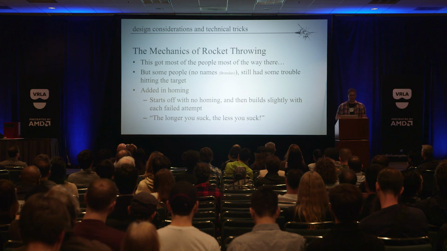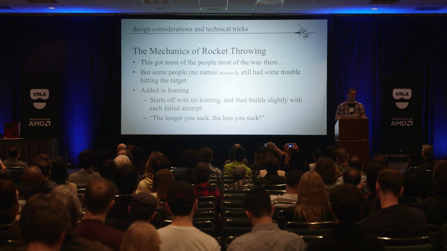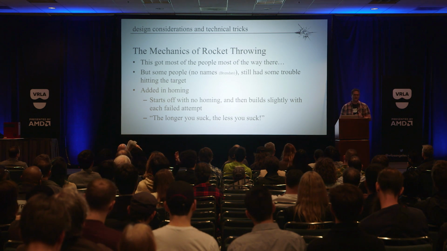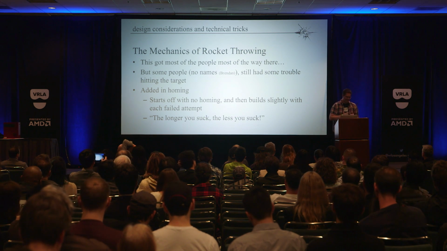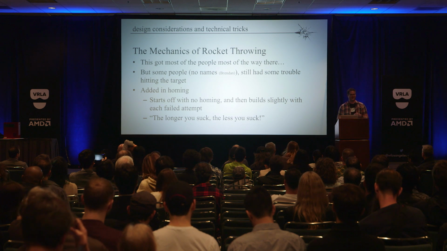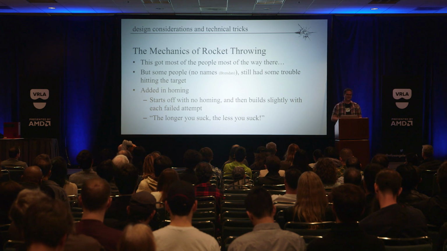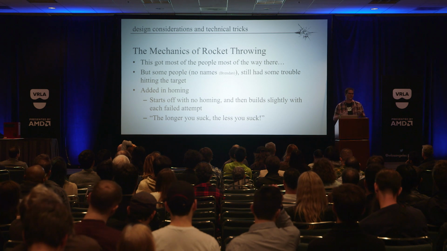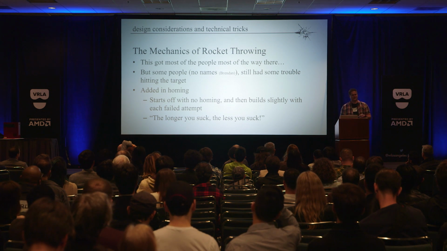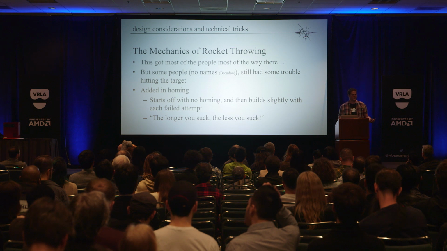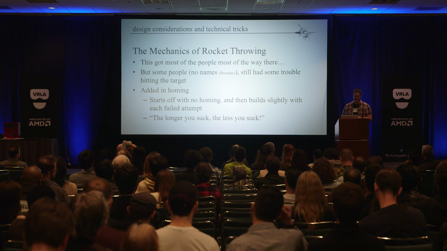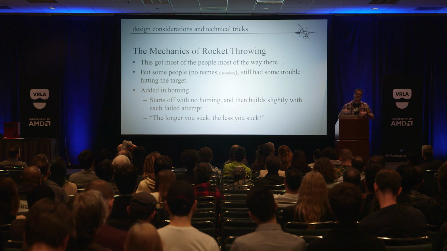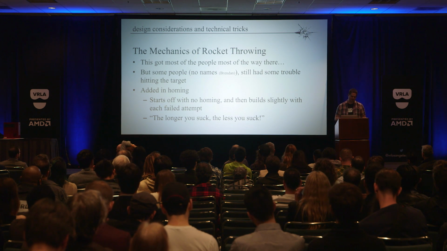So that got most of the people most of the way there, but some people, and we won't name names except for the CEO of Oculus, Brendan, still had some trouble hitting the targets. So we decided we had to add in homing, but homing from the beginning really feels like a cheat because you can see the rocket fly out and then arc up. If you do it too much too early, players that actually have the skill don't have any fun because there's no challenge to it, right? They're just going to hit every time. But also people are like, oh, that's lame, the rocket's homing. I didn't do anything, the game did it for me.